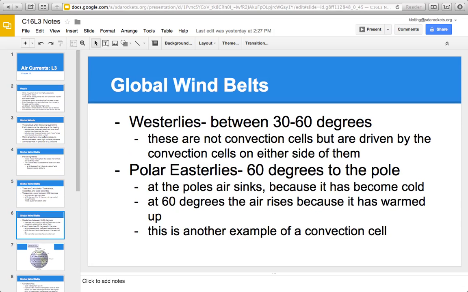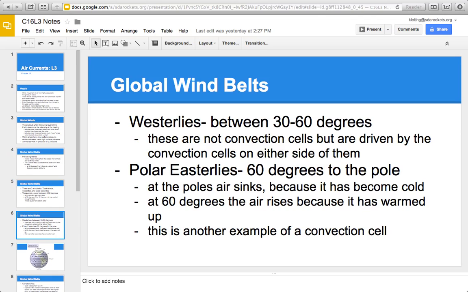So the westerlies are between 30 and 60 degrees. These are not convection cells, but they are driven by the convection cells on either side of them. So the westerlies themselves aren't convection cells, but they depend on the convection cells of the other two prevailing winds.